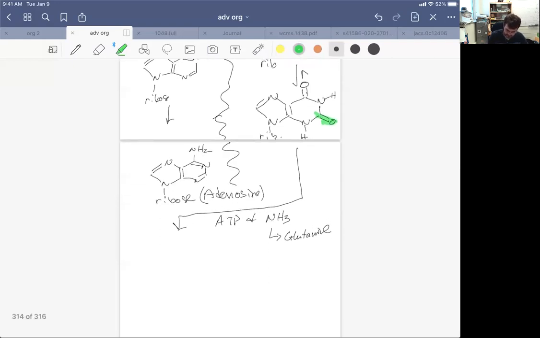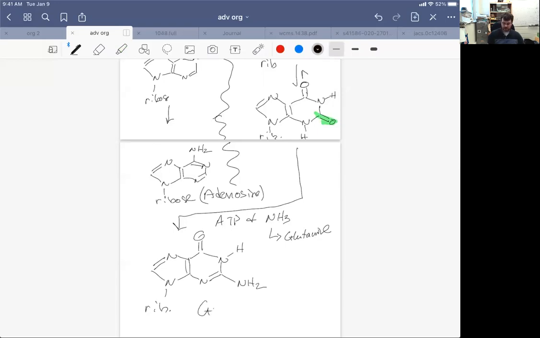We've done this a few times. I don't want to get too redundant because we've already talked about so much. But that's going to introduce our carbon-nitrogen double bond and then put an NH2 at this position. And so this is now guanosine.